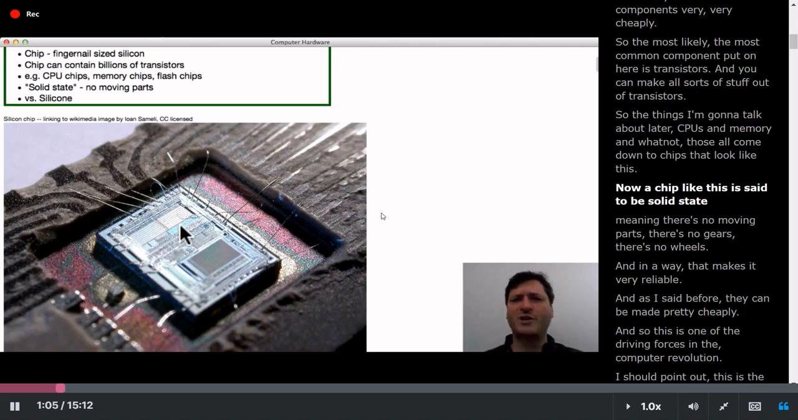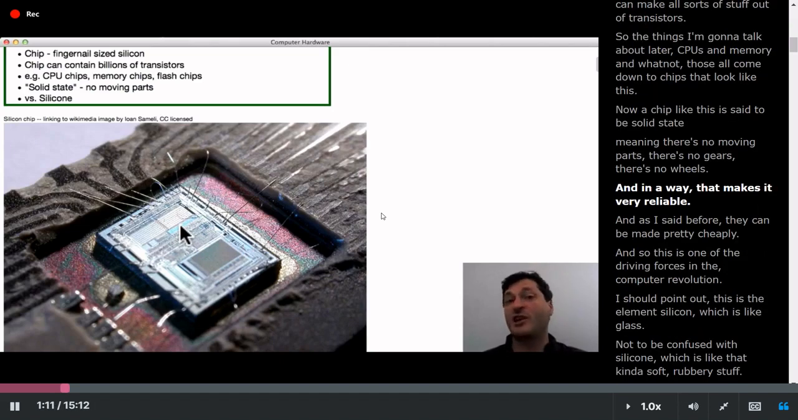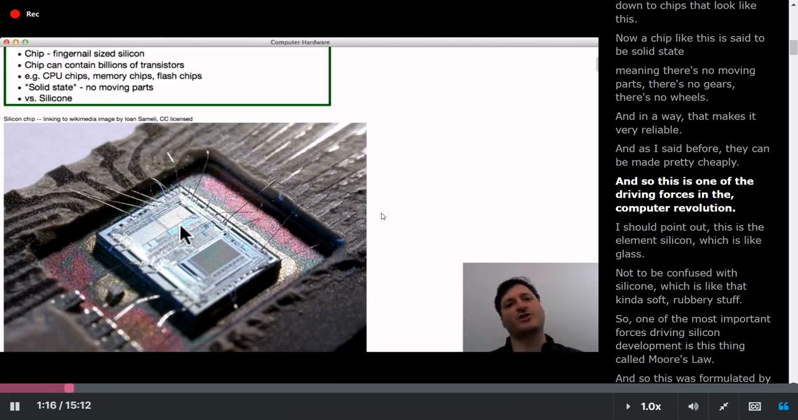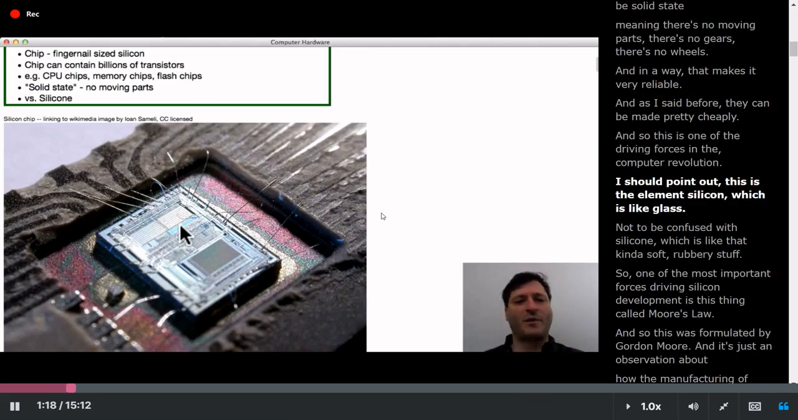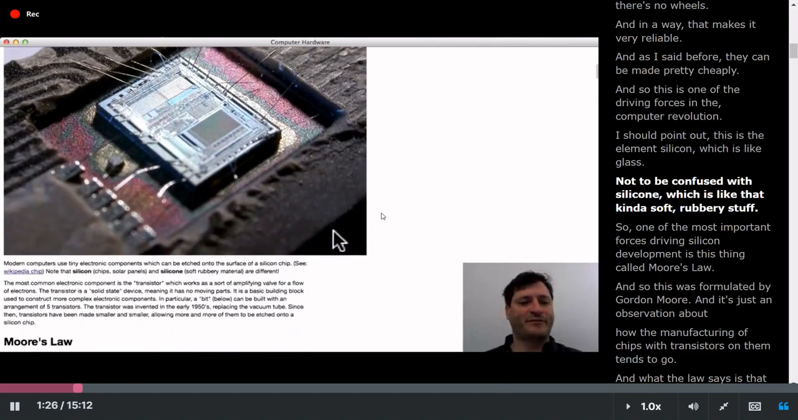Now, a chip like this is said to be solid state, meaning there's no moving parts, there's no gears, there's no wheels. In a way, that makes it very reliable. And as I said before, they can be made pretty cheaply. So this is one of the driving forces in the computer revolution. I should point out, this is the element silicon, which is like glass, not to be confused with silicone, which is like that kind of soft, rubbery stuff.